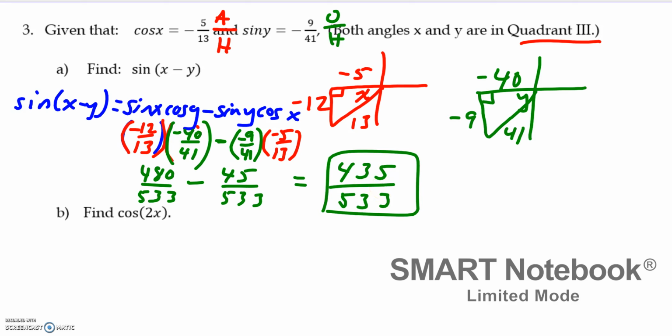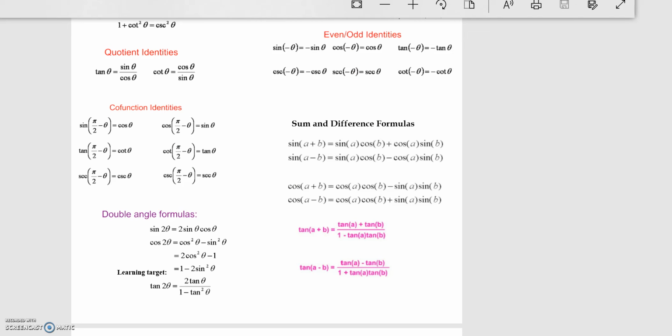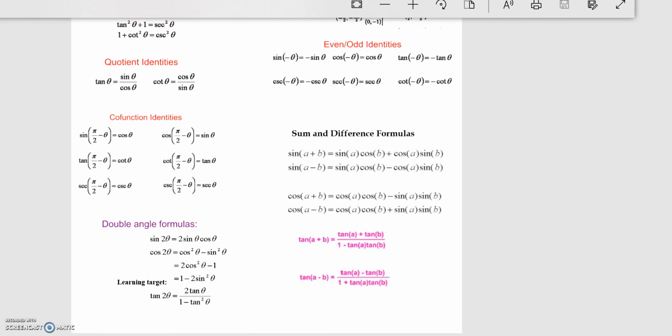If I would like to look at part B and find cosine of 2x, I am only going to use this first triangle here, because I don't care about reference angle y, I only care about reference angle x. So if we use our reference sheet again and look at cosine of 2x, or a double angle identity, I'll write that here, double angle identity. If we look at our reference sheet, I can see that cosine of 2 theta, or cosine of 2x, is equal to any of these three right here.